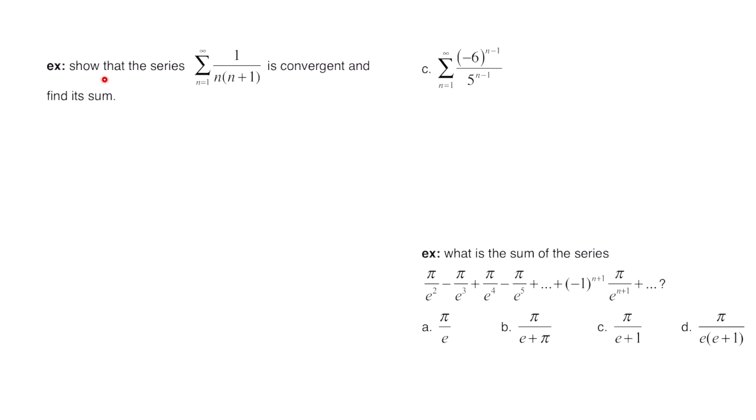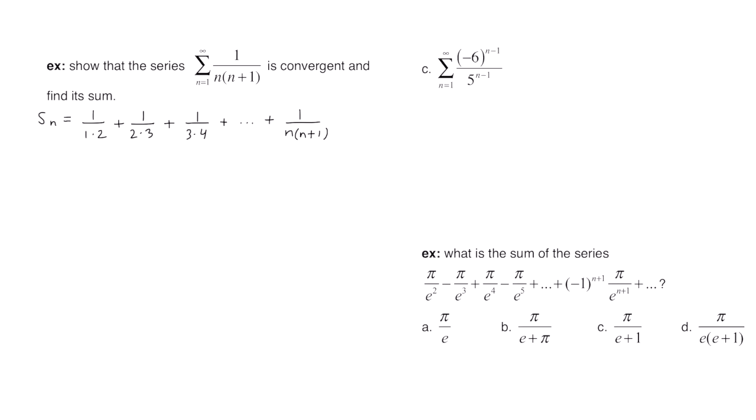This example says, show that the series, and the formula is 1 over n times the quantity n plus 1, is convergent, and find its sum. So the first thing I want to do is look at S sub n. We're going to start by plugging in 1, and then plug in 2, and so on. So when you plug in 1, you get 1 over 1 times 2. When you plug in 2 for n, you get 1 over 2 times 3. When you plug in 3 for n, you get 1 over 3 times 4. So written out in this form, it's kind of hard to tell what's happening with our series.